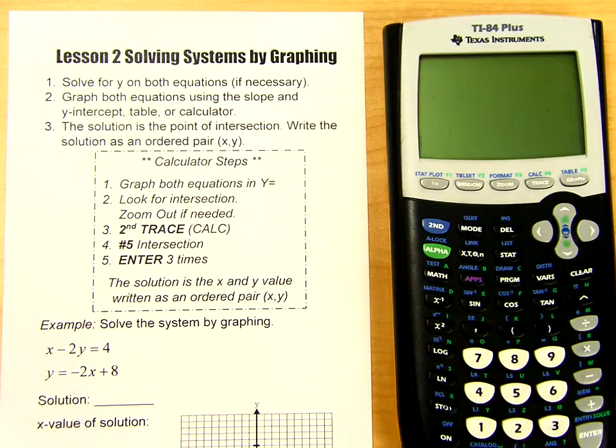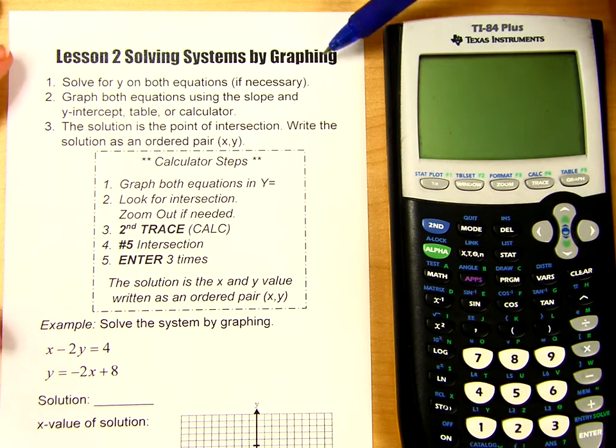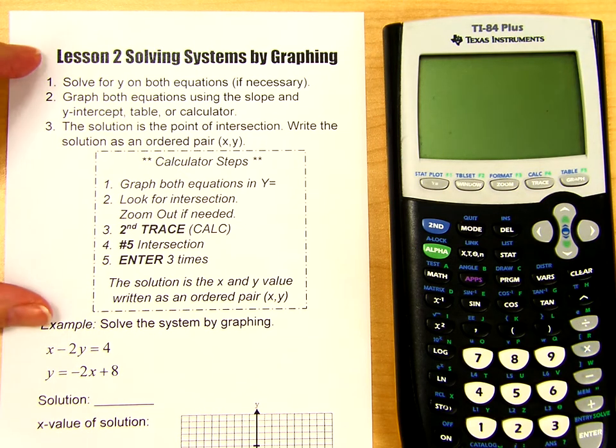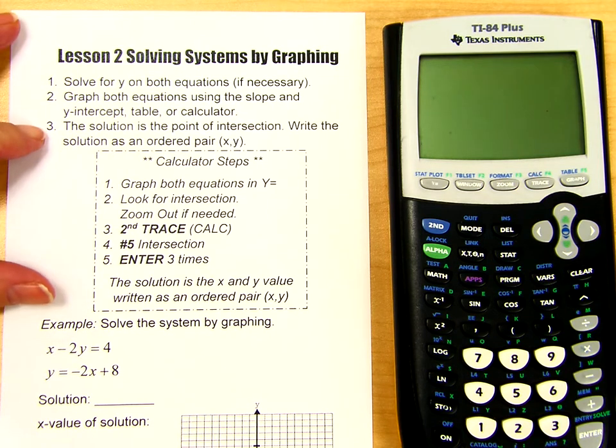This will be Lesson 2 from Unit 6 of Solving Systems of Equations. In Lesson 2, we are specifically looking at how to solve by graphing the equations. You graph them, and the solution is the point where the two lines intersect.